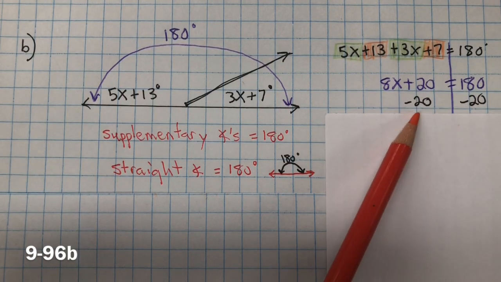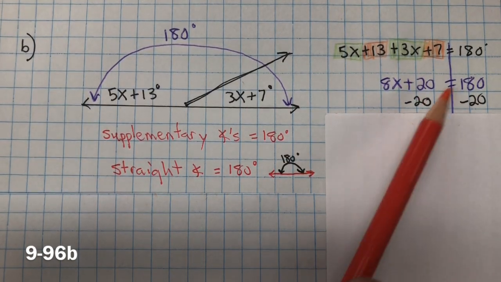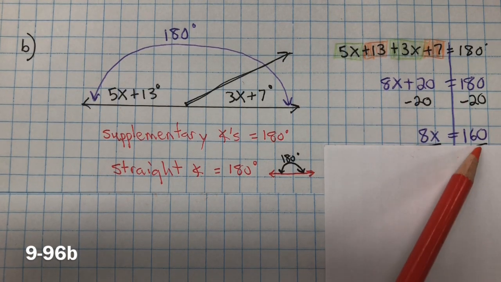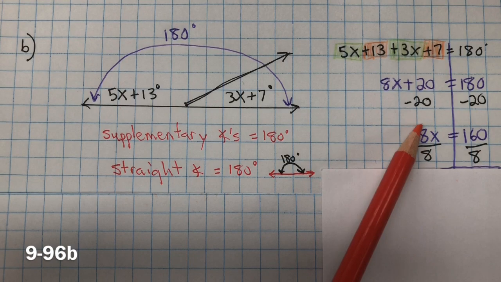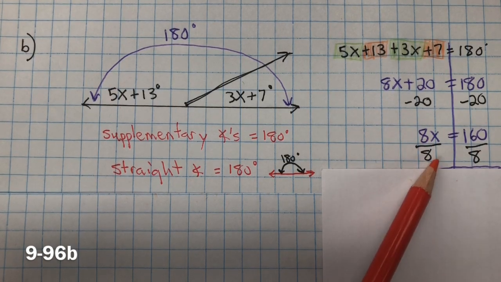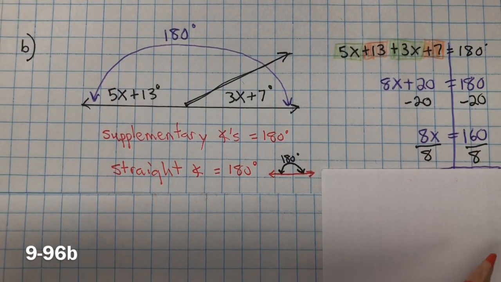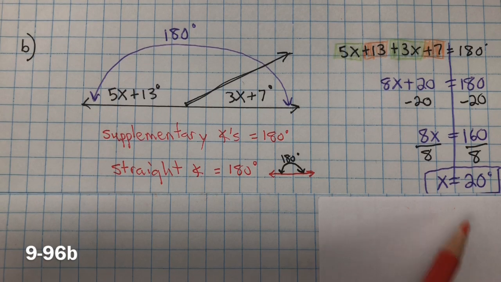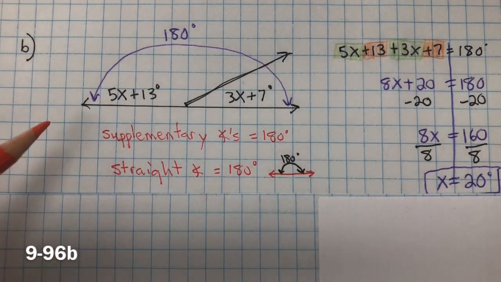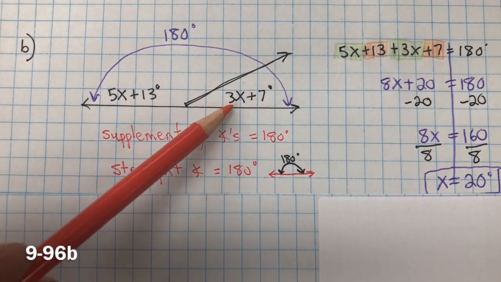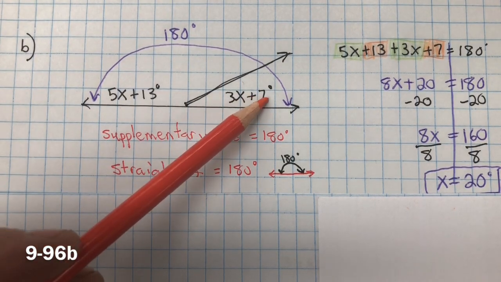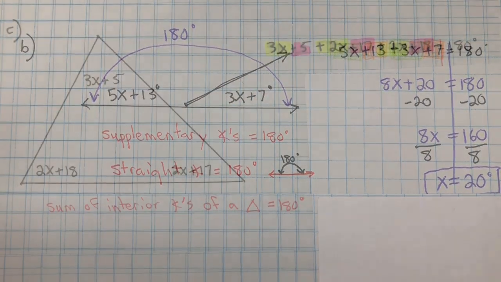Subtract 20 from both sides. Zero pair. 180 minus 20 is 160. Inverse property of multiplication is division. Created the big 1. What you do to one side, you do to the other. And we get x equals 20. So 20 degrees. If you needed to find this measure, you would just do 3 times 20, which is 60, plus 7 is 67.